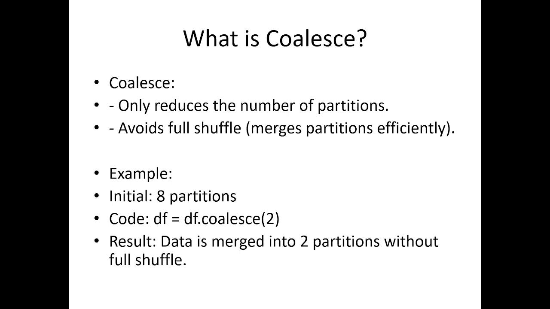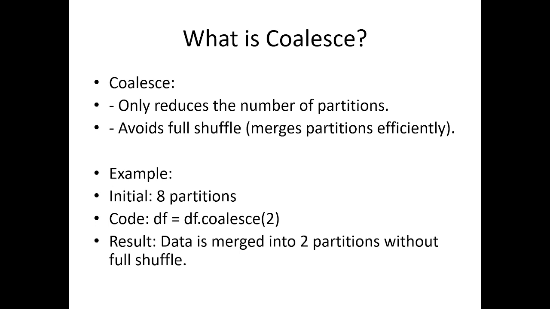Next, what is coalesce? As I already mentioned, coalesce is also an optimization technique to control the number of partitions. But the main difference between repartition and coalesce is that with coalesce we can only reduce the number of partitions. It is not possible to increase the number of partitions. And if you use coalesce, it will avoid the full shuffle. That means it will shuffle the data for only some specific partitions because we are trying to reduce the number of partitions.